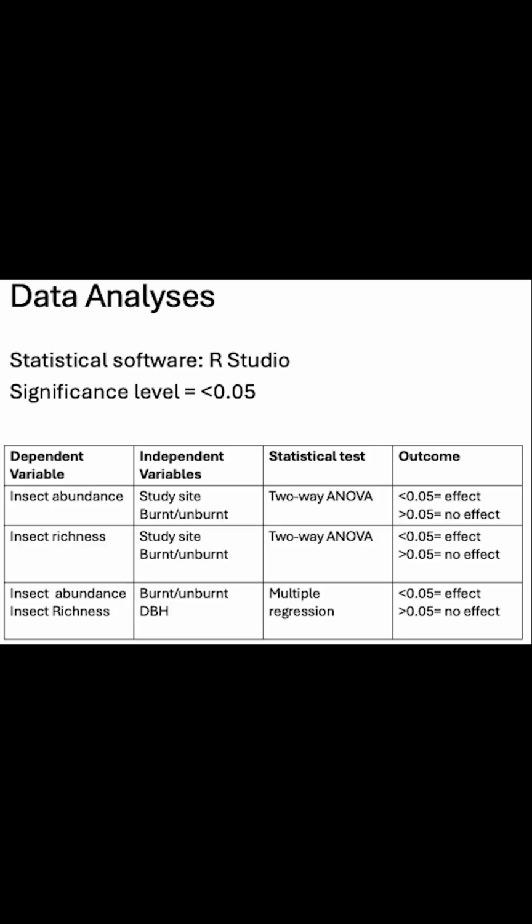To interpret my data, I will use RStudio to run statistical tests. To examine if fire disturbance has an effect on insect abundance and richness, I will run a two-way ANOVA. To determine if tree size influences insect abundance and richness in burnt and unburnt sites, I'll run a multiple regression. For either test, a p-value above 0.05 would indicate no significance, while a p-value below 0.05 would indicate significance, meaning that the fire disturbance and/or DBH has an effect on insect abundance and richness.